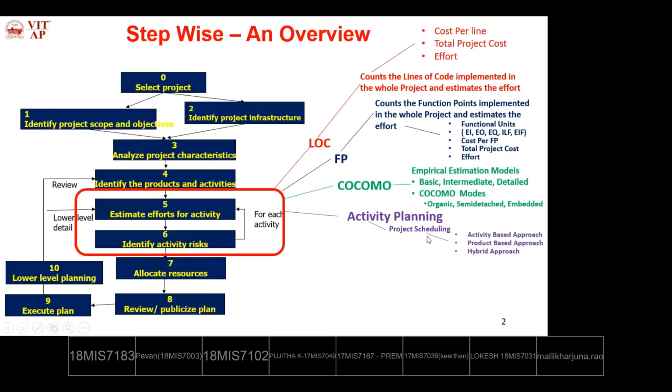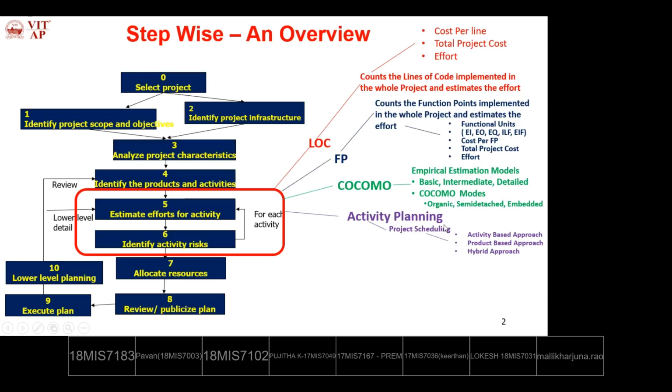In order to schedule the project activities, we will use three methodologies. First one is the activity based approach, second one is the product based approach, third one is the hybrid approach. In the activity based approach, we identify the various tasks and subtasks in terms of activities. These are called lower level. In the product based approach, we identify the various project products called project deliverables, also called work products or work tasks. The hybrid approach is a combination of both the activity based approach and the product based approach.